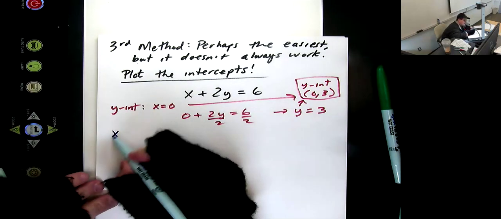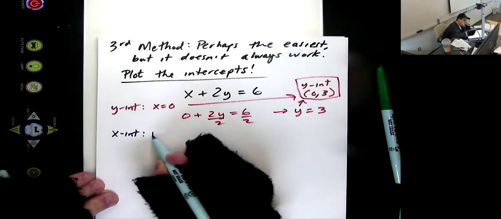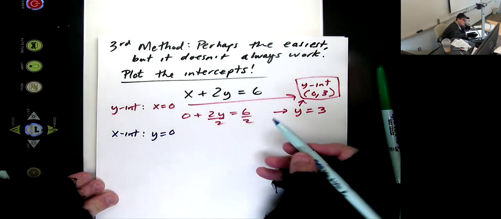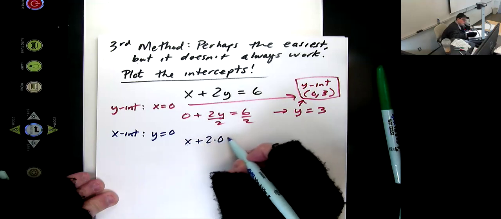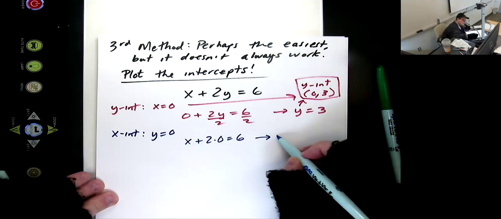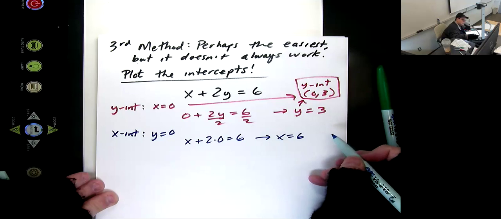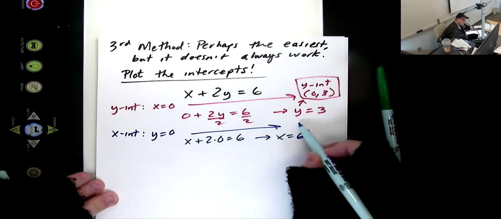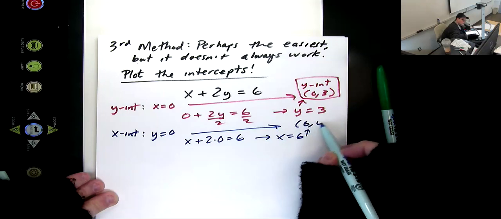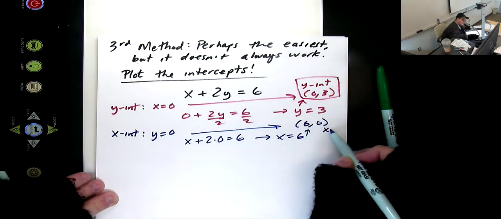X-intercept. Y equals 0. X plus 2 times 0 equals 6. So x equals 6. Put these together and we get 6, 0, which is the x-intercept.